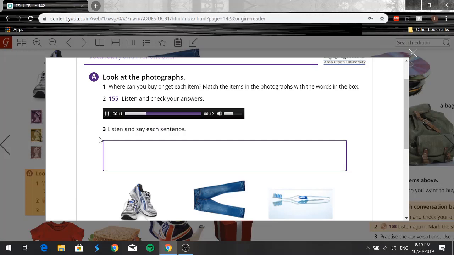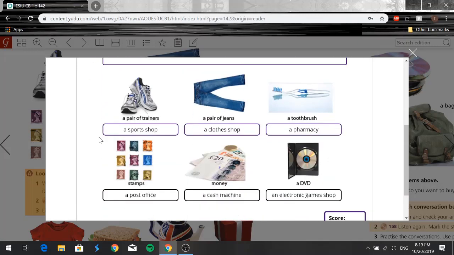Exercise A2. Listen and check your answers. You can buy trainers in a sports shop. You can buy jeans in a clothes shop. You can buy a toothbrush in a pharmacy. You can buy stamps in a post office. You can get money from a cash machine. You can buy DVDs in an electronic game shop.